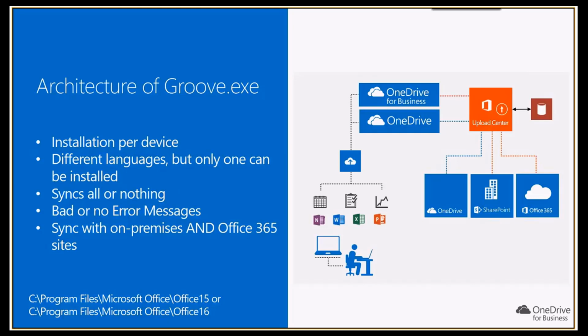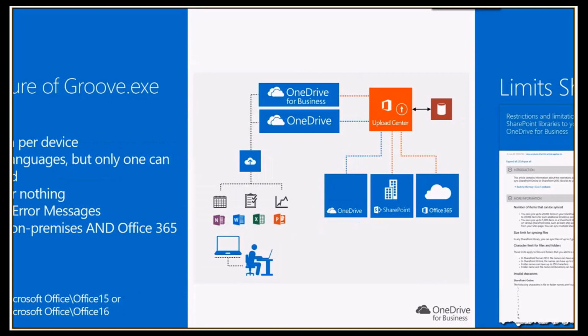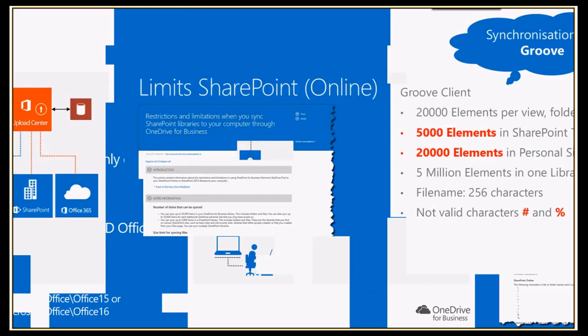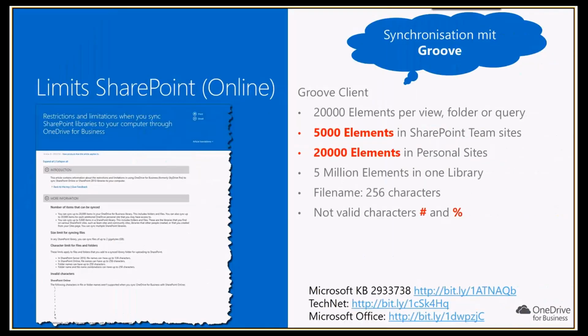Therefore, Microsoft said, hey, we have to differentiate. And there are limits on the SharePoint side. If you sync with Groove, that means 5,000 elements in SharePoint team sites or 20,000 elements in personal sites. File names are still only 256 characters including the tenant name and all this stuff. And you have invalid characters like the hashtag and the percentage sign. So that's the synchronization with SharePoint on-prem.